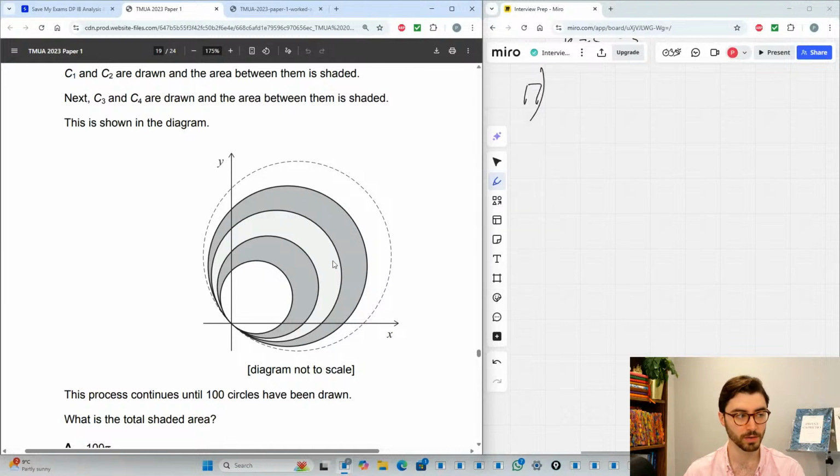I'm getting an optical illusion here where I'm seeing the internal bit here being shaded, but I'm guessing they're trying to tell me it's not supposed to be, because I think that's 1, 2, then 3, 4.